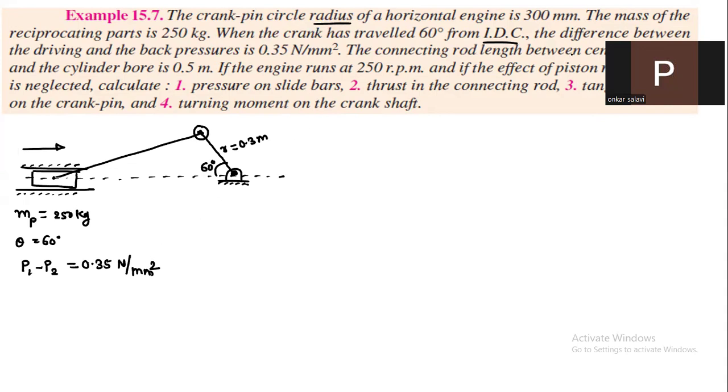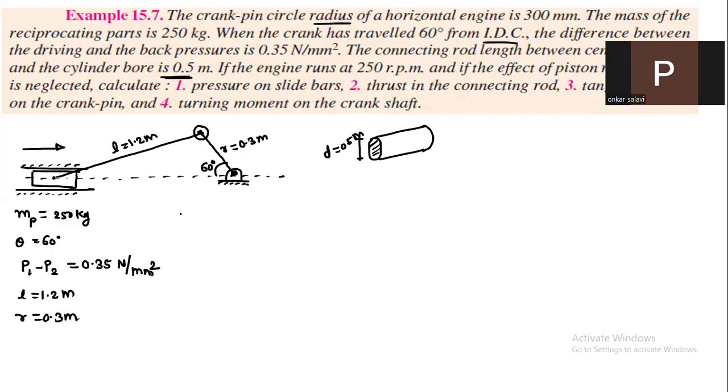The connecting rod length between centers is 1.2 meter. So this length L is equal to 1.2 meter and r is equal to 0.3 meter. And the cylinder bore diameter is 0.5 meter. Okay, it means if this is a piston, then this is the bore diameter. Let us take this as D and this is equal to 0.5 meter.